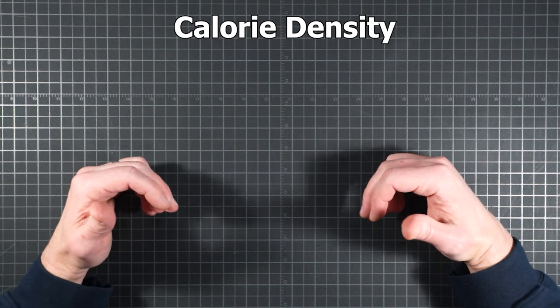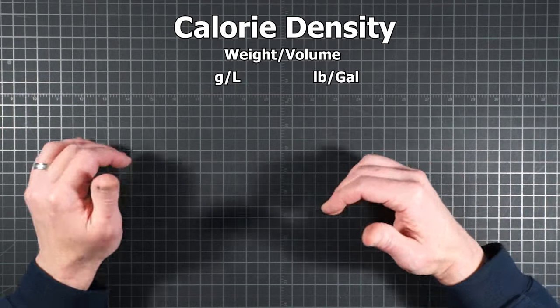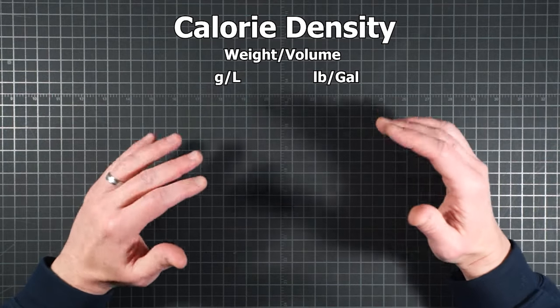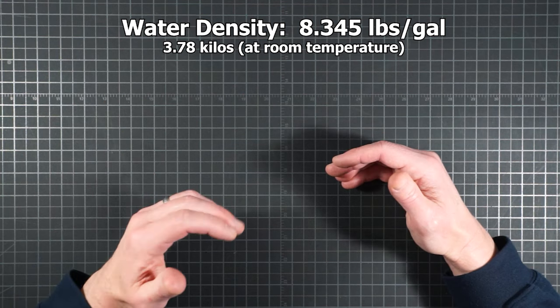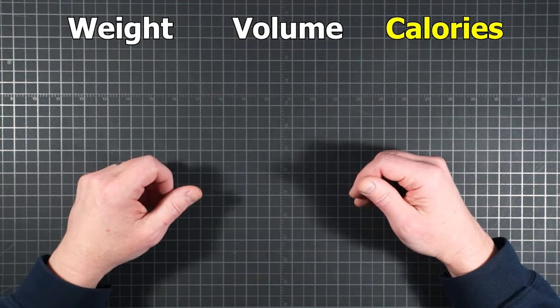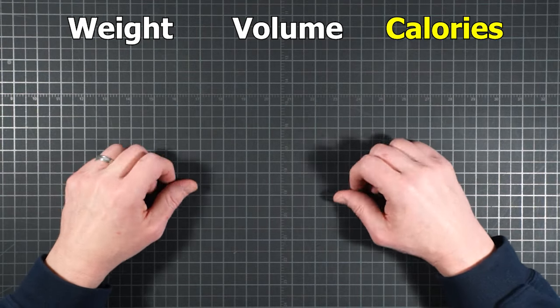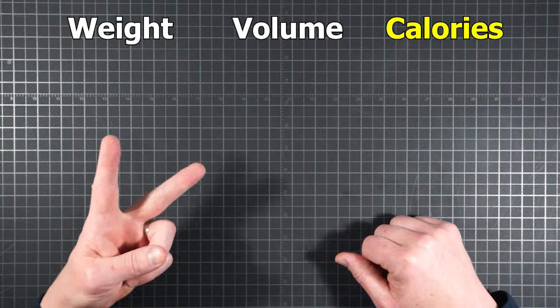You see, density is a measure of just two factors: weight per unit volume, say grams per liter, for instance, or pounds per gallon. A gallon of water, for example, weighs 8.345 pounds. When calories come along, now we have a third factor. So when you say calorie density, you really need to distinguish which type of calorie density, because there are two.